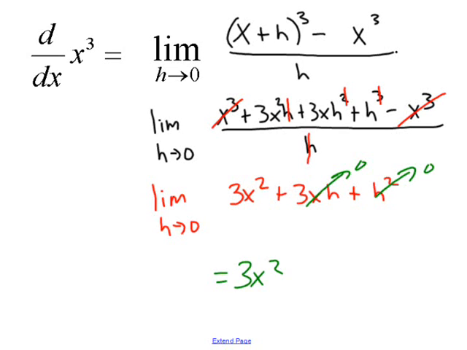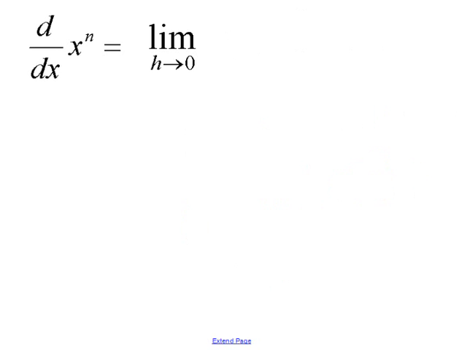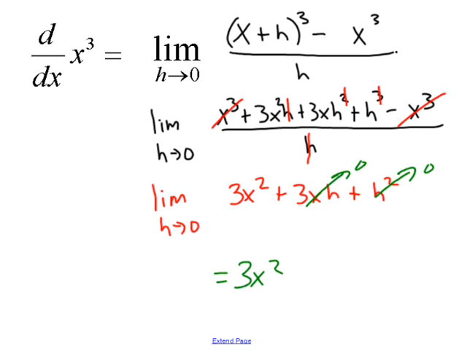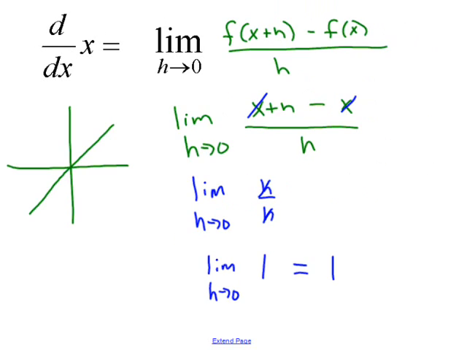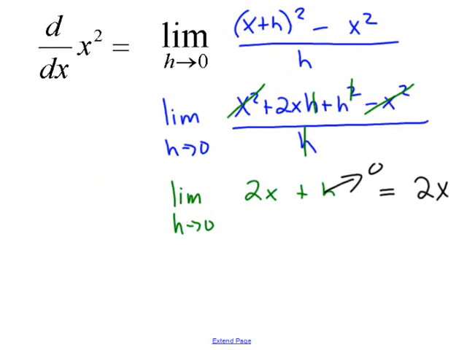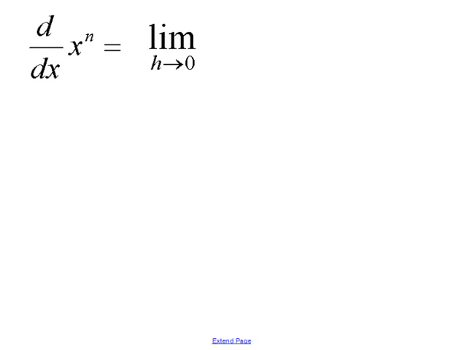All right, some of you might have noticed a pattern, right? x cubed became 3x squared. x squared became 2x. x became just 1. So if we are to use that pattern, what do we think this is going to be? All right, so maybe you've got an idea, maybe not. Let's see if we can prove it.